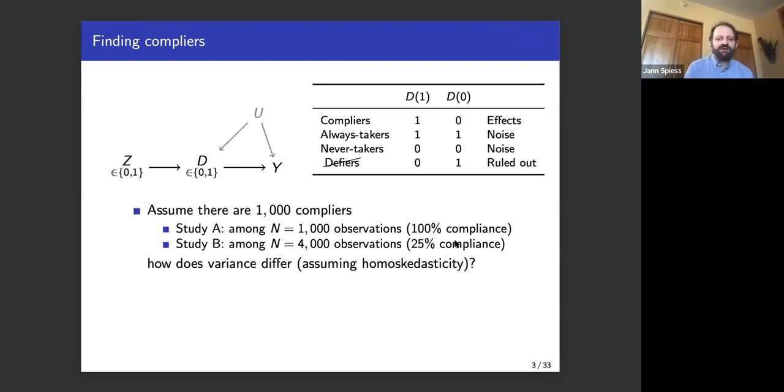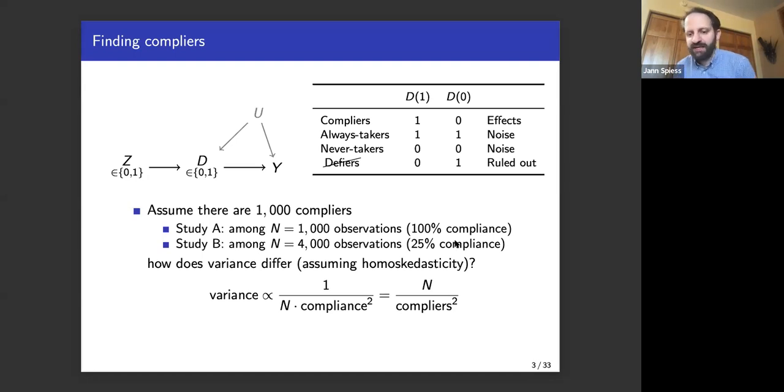And I now want to ask how the variance differs between those 2 cases, which are based on the same number of people who react to treatment. And so the answer is, if you do some standard approximations here, and you're assuming that the error terms are all homoscedastic, so that every unit contributes the same amount of noise to our estimation, then the variance is proportional to 1 over the sample size times compliance squared, or if we want to hold the number of compliers fixed, the variance is effectively linear in the total sample size.